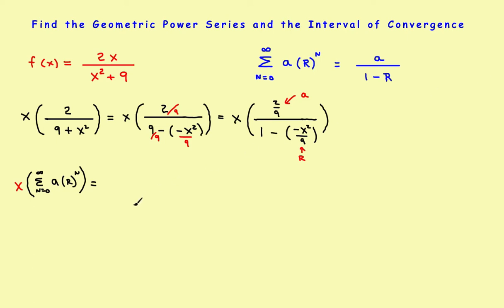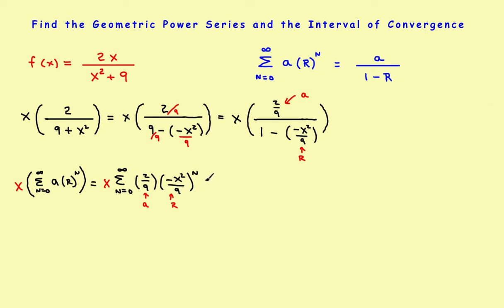So again, just so I don't forget it, I'll leave that x in red and make this be the summation as n goes from 0 to infinity. And in place of a, I'll put 2/9. So that's going to be 2/9. The common ratio is negative x squared divided by 9 raised to the n power. And just to remind myself, I'll put a little arrow here. That is a, and this is common ratio r.